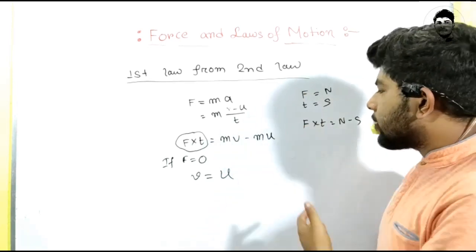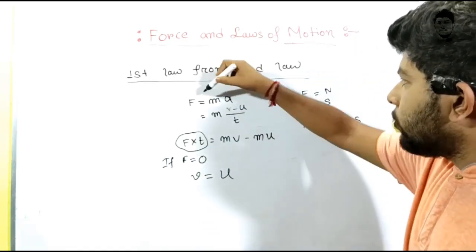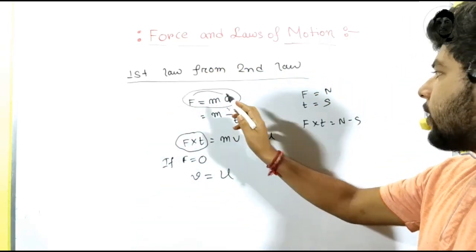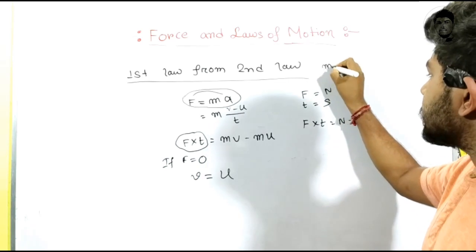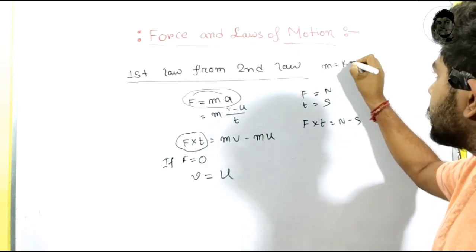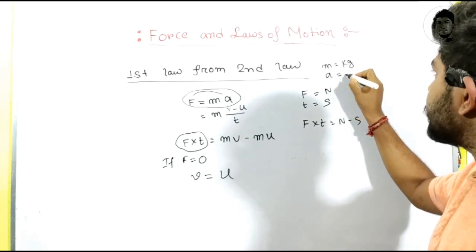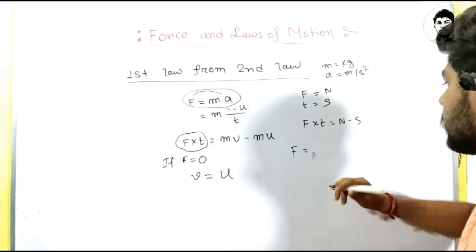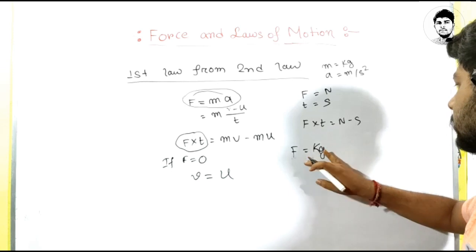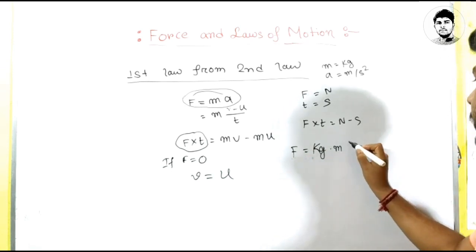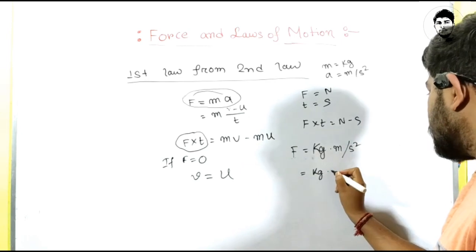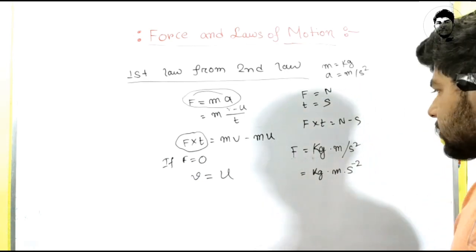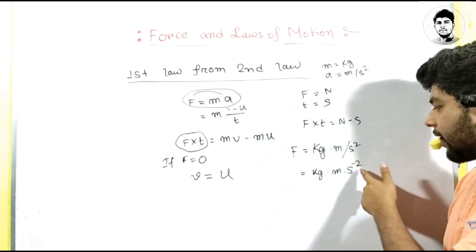And there is another unit of force. From this equation we can get another unit of force. Force equals mass into acceleration. Now you know that in SI, the unit of mass is kg, right? And the unit of acceleration is meter per second square, right? So the unit of force will be kg into meter per second square, or we can write it like this: kg into meter into second to the power minus 2.